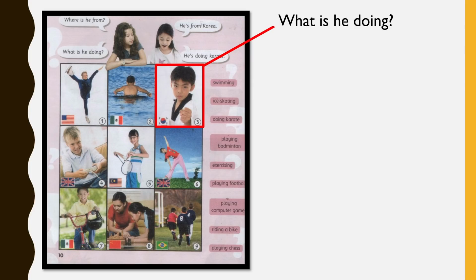So if you look at the little boy in the picture, he is wearing a karate attire. So what is he doing? Remember the format that we discussed just now? We have to look back at the question. What is he doing? Is and ing. So the answer should have his and also ing. So the answer here is doing karate. There is already an ing. When we want to write in the complete sentence, the answer should be he's doing karate.